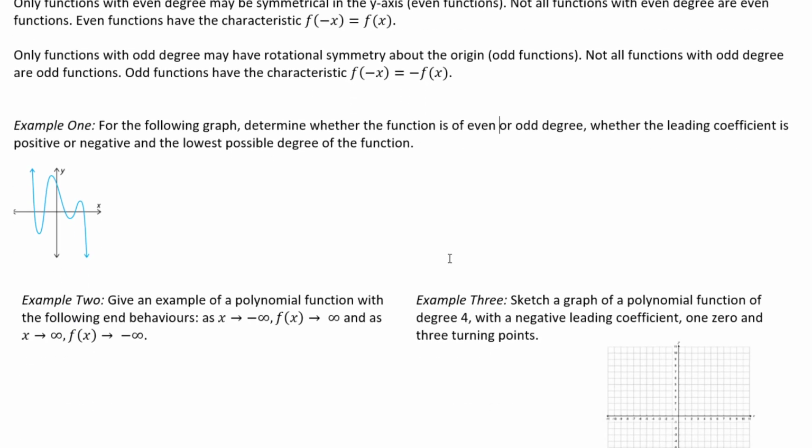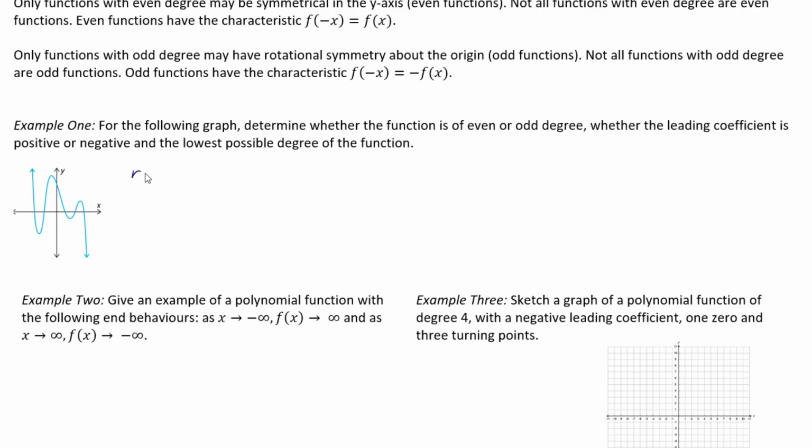For the following graph, determine whether the function is of even or odd degree, whether the leading coefficient is positive or negative, and the lowest possible degree of the function. So the first thing I do when I take a look at this function is I'm going to look at the range, and I see that the range spans all real numbers. So the y values can be all real numbers. There's no absolute maximum and no absolute minimum. So let's write that in.